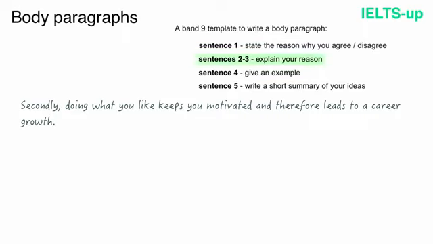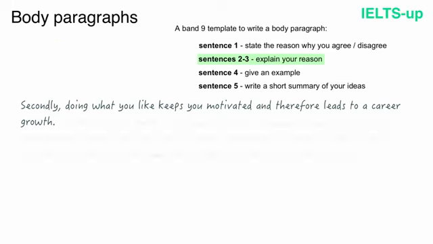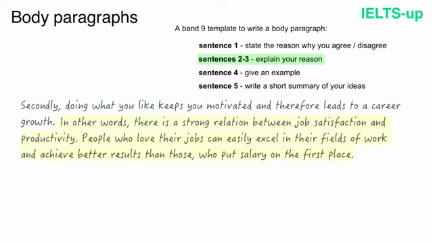Now we have to explain that reason in sentences 2 and 3. Again, to make it easier, we'll assume that the examiner does not understand our topic at all. Here are my sentences 2 and 3. In other words, there is a strong relation between job satisfaction and productivity. People who love their jobs can easily excel in their fields of work and achieve better results than those who put salary on the first place.